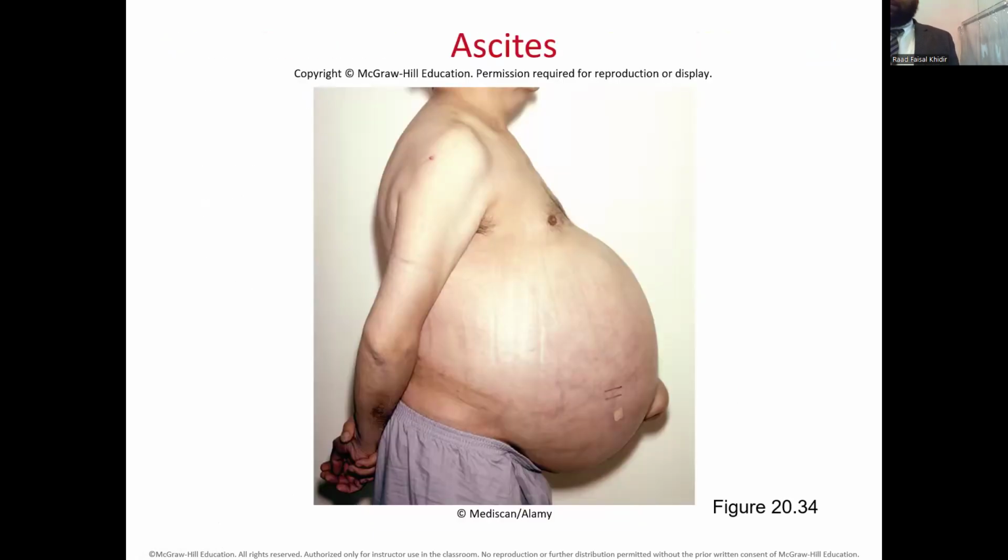So we talked about ascites, and that is an accumulation of fluid due to an imbalance that leads water to move from where to where? From the blood into the tissue. Yeah, from the blood into the tissue.